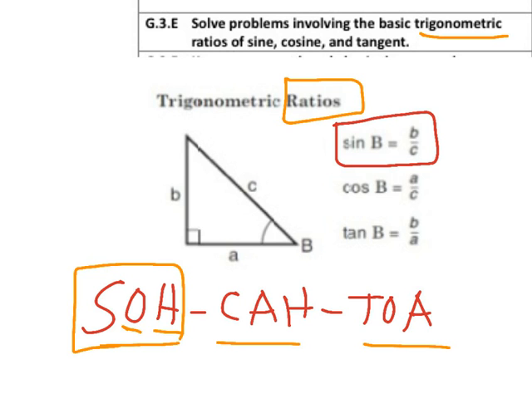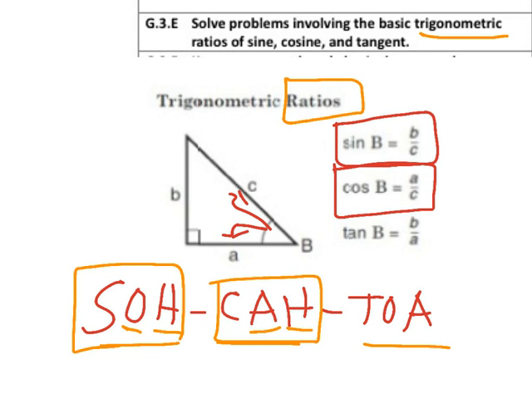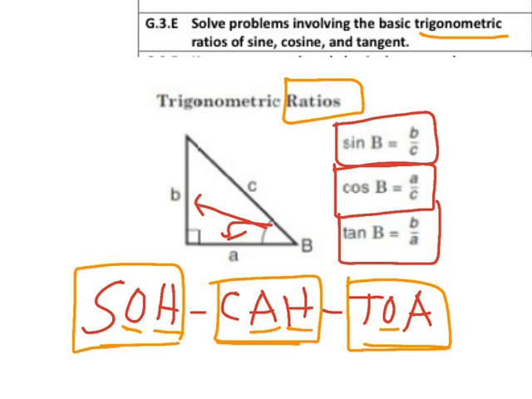The second one is called cosine. Cosine is the adjacent side over the hypotenuse. And that's what this stands for here. Adjacent over hypotenuse. And then lastly, the third ratio is tangent. And tangent is opposite over adjacent. So if you look down here, we have opposite. Tangent is opposite over adjacent.